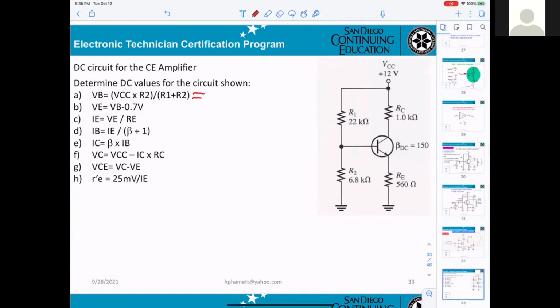2.9? 2.83. You say 2.83. Okay, if you get a different answer, just let me know. No, 2.83. Okay. Yeah, 2.83 volts. And VE will be 2.83 minus 0.7, 2.13. Yep.